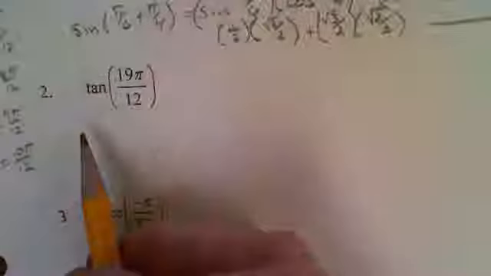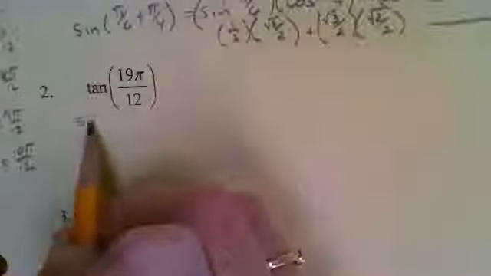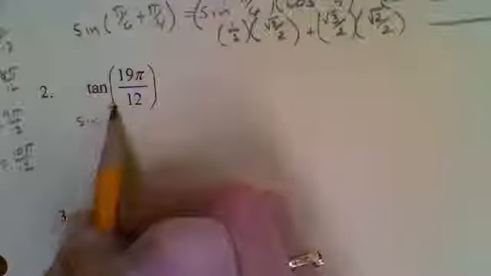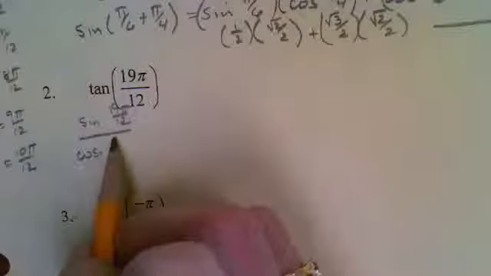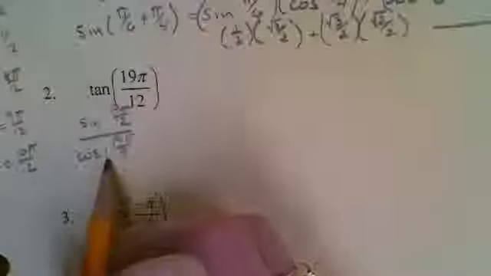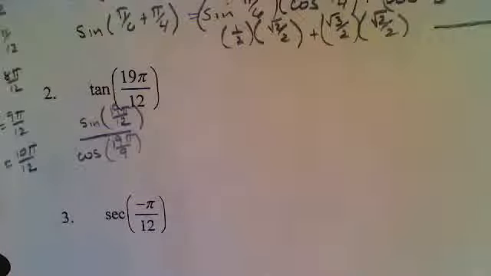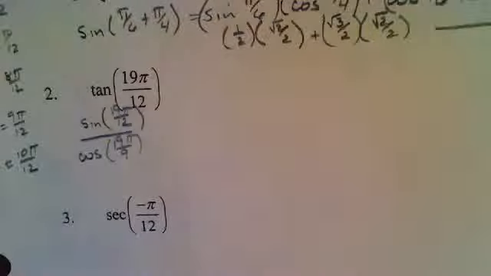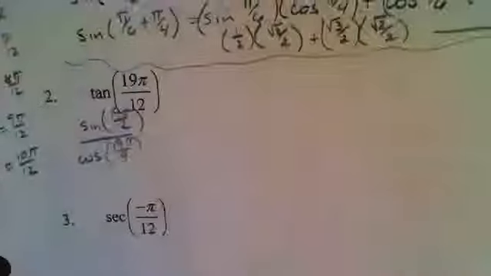All right, second one, tangent. Now tangent's a little tougher because we don't have a formula for tangent, but I do know that the tangent is the sine over the cosine. So I'm going to have to figure out, okay, can I add or subtract to get 19 pi over 12? And then I just have to use my formula for the sine over the cosine. So when I look at this one, and I'll draw my line there.